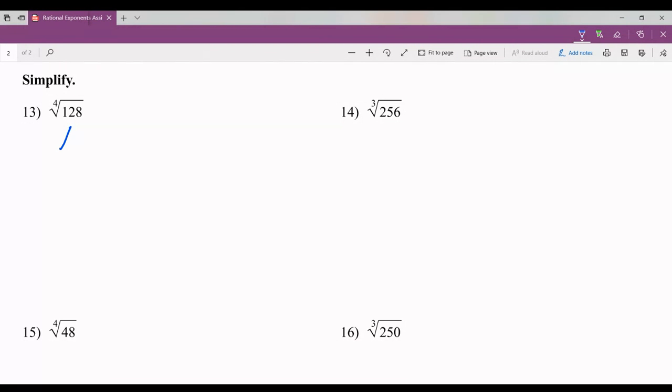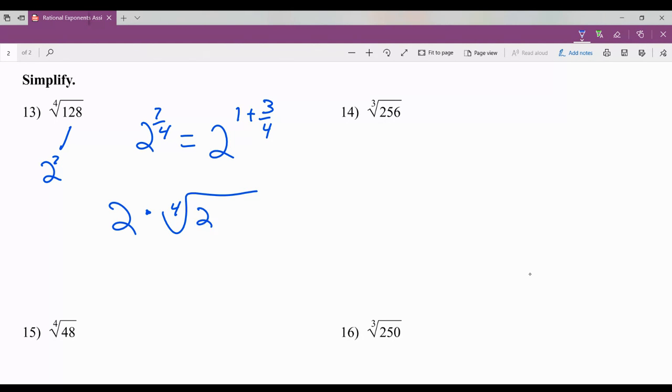128, I know, is 2 to the 7th power. So this is 2 to the 7th power and 4th rooted, which means I could write it like that, which is 2 to the 1 3/4, which means this is 2 times the 4th root of 2 to the 3rd power.